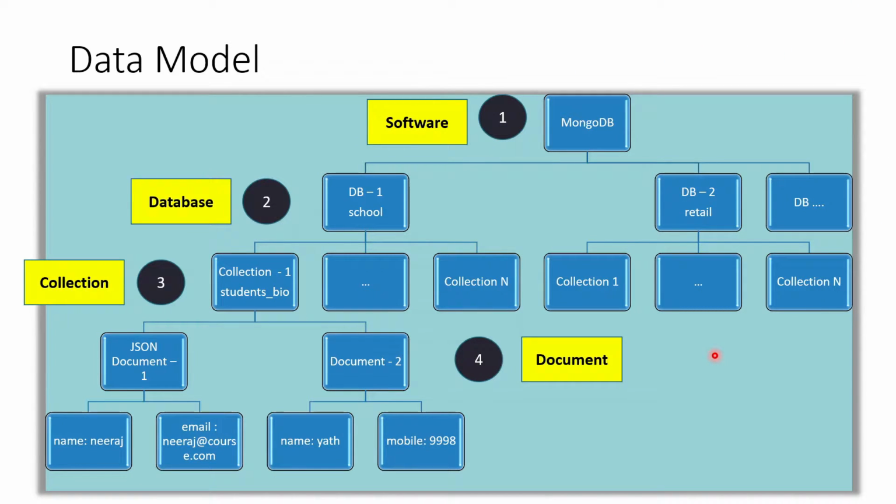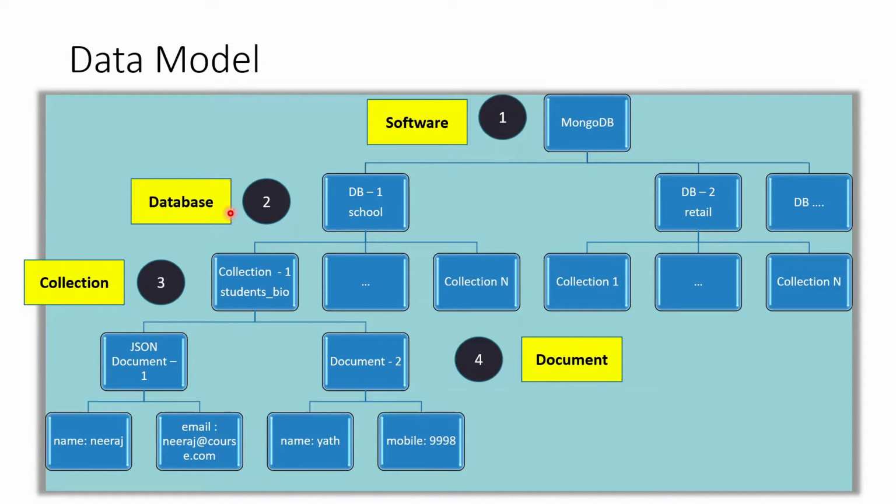Okay, let us look at the data model now. At the top, where the number one is mentioned, it is the MongoDB software or MongoDB server. Inside that MongoDB server, we have databases. Here you will see multiple databases inside this MongoDB server. One is, for example, school, another is retail, and so on. There can be n number of databases inside a server.